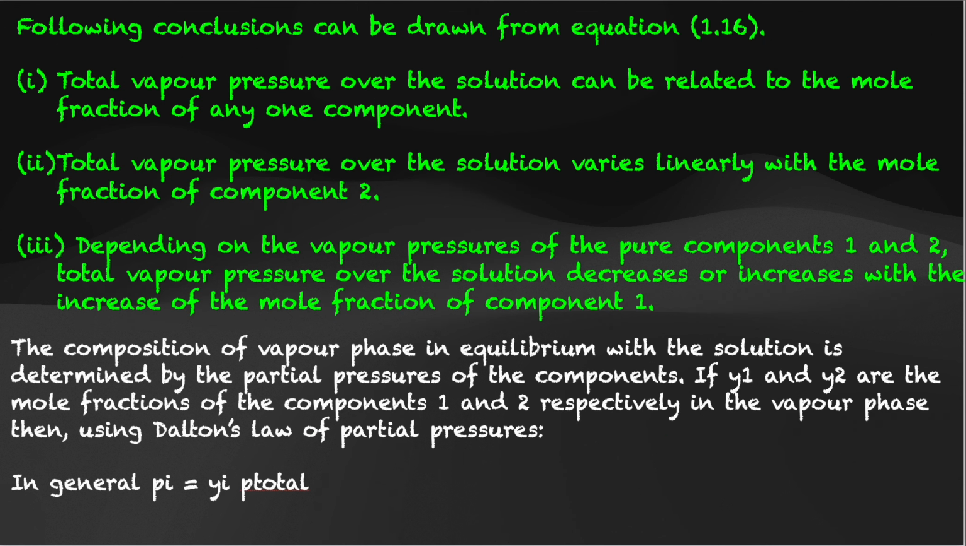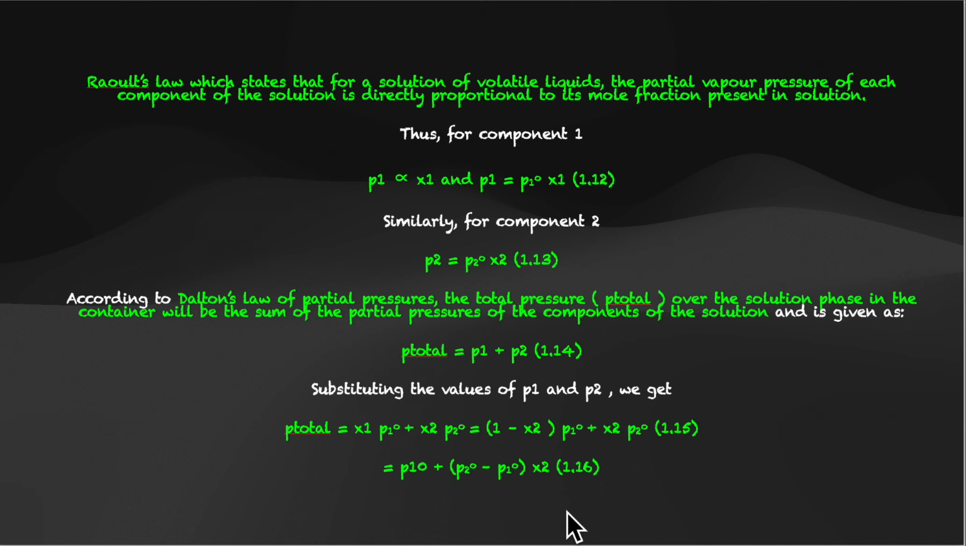Now from this equation, there are certain conclusions that are being made. The following conclusions can be drawn from equation 1.16, which is nothing but your P total expression. The first one is total vapor pressure over the solution can be related to the mole fraction of any one component. Here you can see that only chi 2 is necessary for this equation. Similarly, chi 2 can also be represented by 1 minus chi 1.